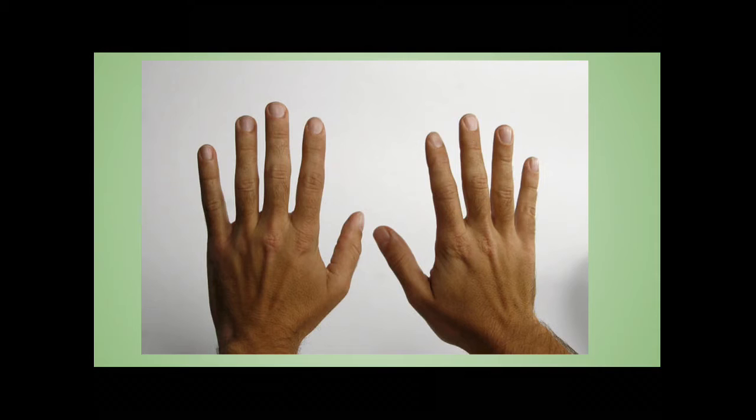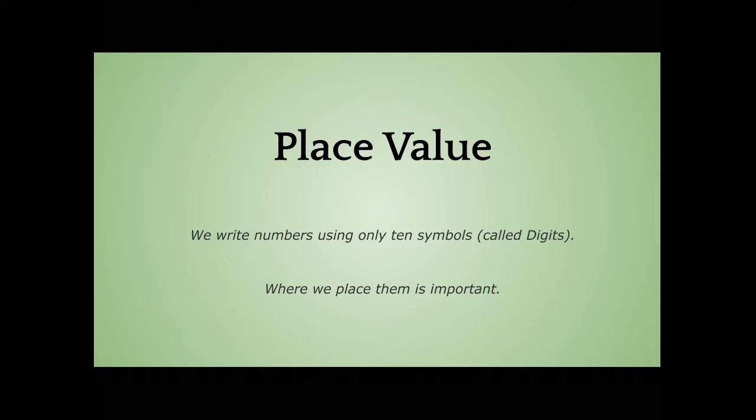We have 10 fingers, and as people evolved this idea of counting, it's most likely that they looked down at their hands and used their fingers to count small numbers. It's no accident that we call the numbers digits. Digits is also a name for fingers. So there are 10 symbols, 10 digits that we use to count, and where we place those digits is important.